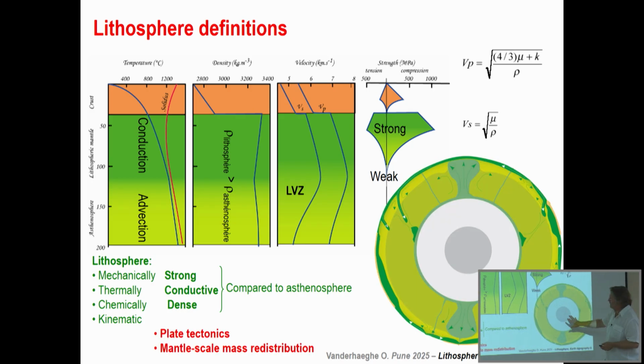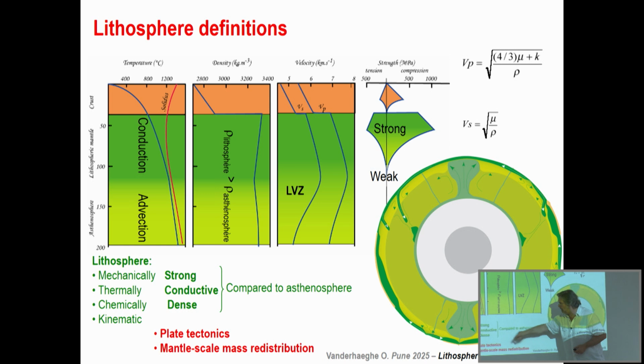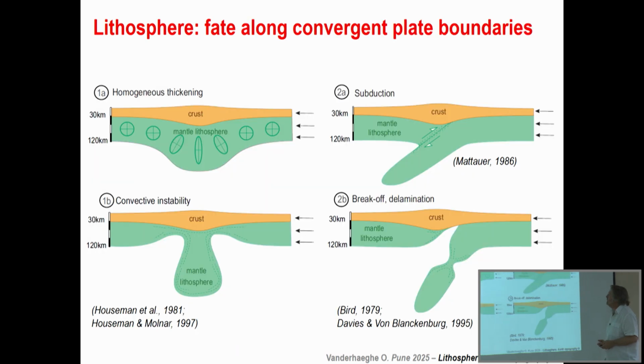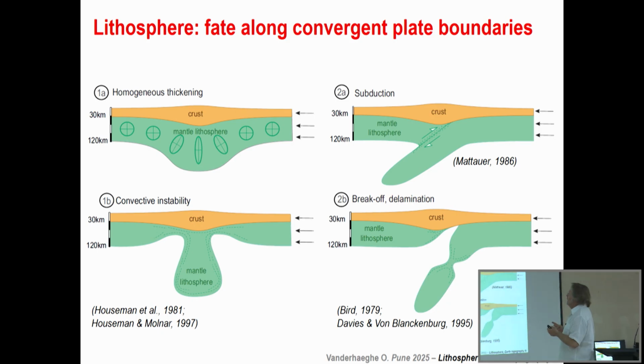And all these characteristics, that's what controls plate tectonics and mantle scale mass redistribution. Okay, now, so that's the definition for the lithosphere. Now, how do we integrate the topography?